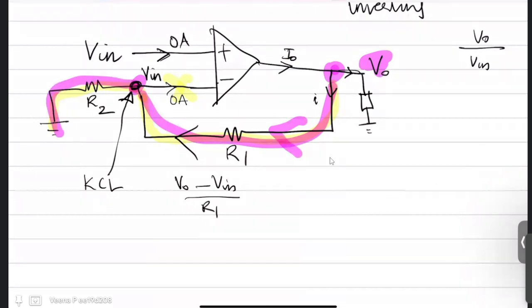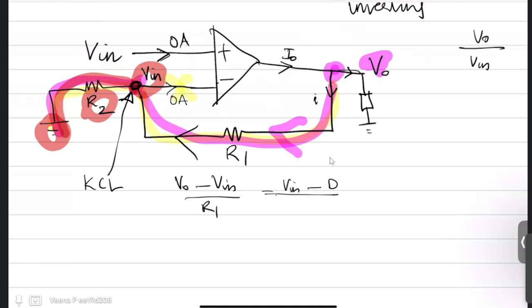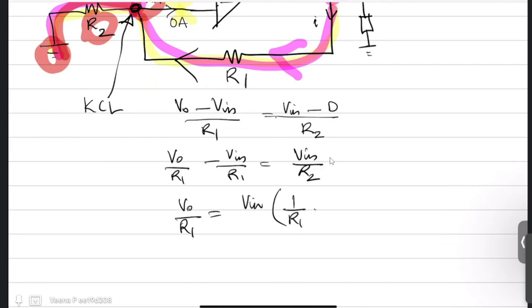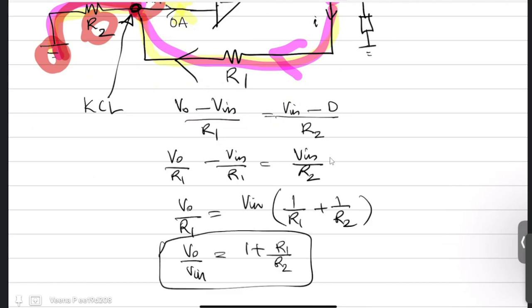Now what is this current? This current is V in minus 0 by R2. So V naught by R1 minus V in by R1 is equal to V in by R2, or V naught by R1 is equal to V in into 1 by R1 plus 1 by R2, or your V naught by V in became 1 plus R1 by R2. So this is the equation of your non-inverting op-amp.